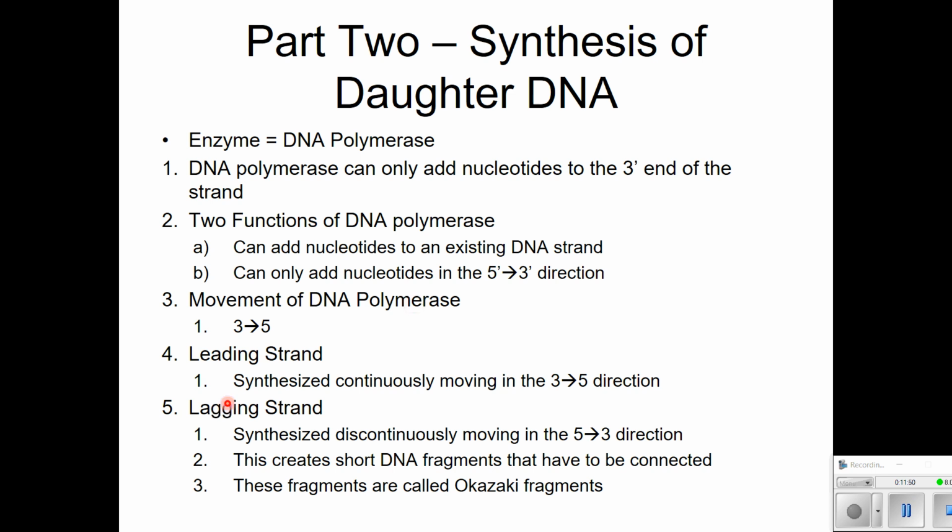So where do we start with that then? Well, we start here on number 4 with the leading strand. Hallmarks of the leading strand are that it's made continuously, so no breakage occurs in the making of the strand. It is made continuously from beginning to end. And while it is made in the 5 to 3 direction, polymerase is moving in the 3 to 5 direction.